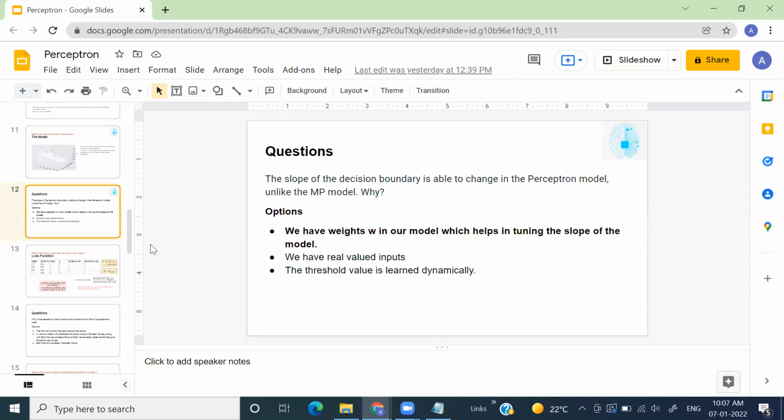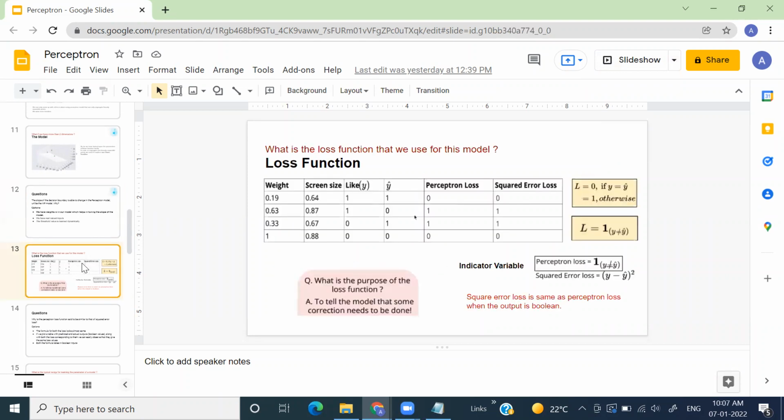So in yesterday's class, we took a pause here. Everybody gave the answer of this particular question. And today we'll start with the loss function of perceptron model. So if you recall, this is something we did for MP neuron also. And the loss function for MP neuron was squared error loss.